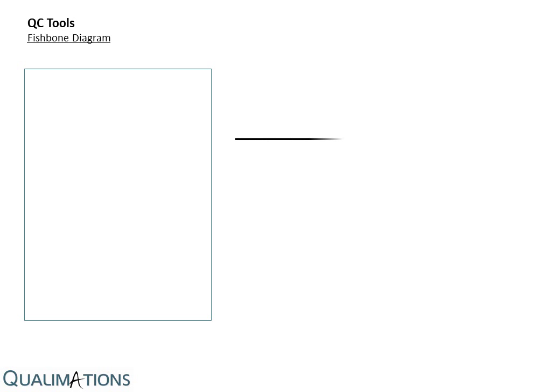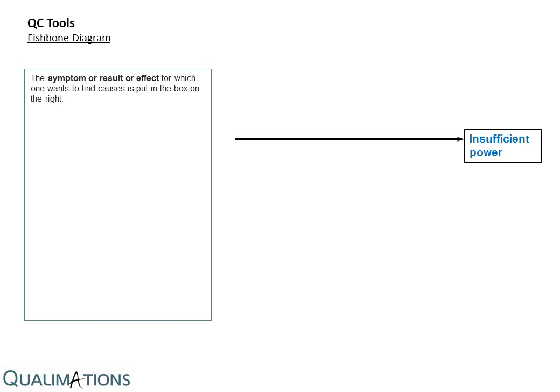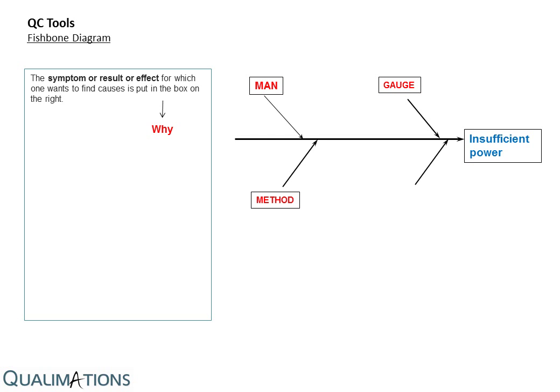First, the symptom or result or effect for which one wants to find causes is put in the box on the right. This is the discussion point, and the effect in this analysis is the reason why we are studying this in detail. The analyzer should now ask the question why, and the answer to this question is linked to a main group at a higher level. This may be man, material, machine or methods. Though it is not standard to group like this, it is good to start this way.